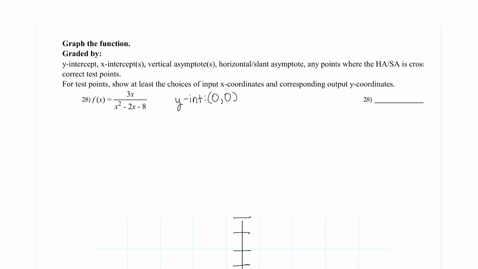Our x-intercept is going to come from replacing y with 0. When we do that, we essentially just set the numerator equal to 0, which would also be (0, 0). For the vertical asymptotes, we're going to set the denominator equal to 0 and solve for x.